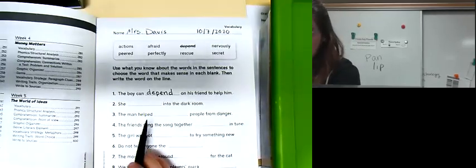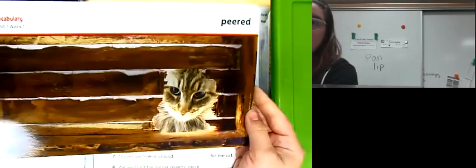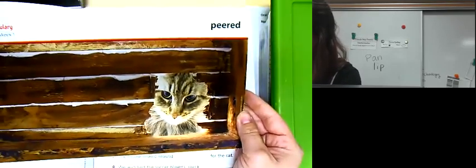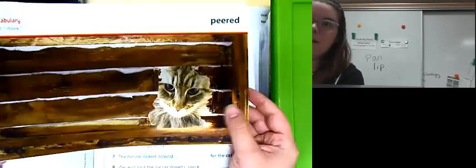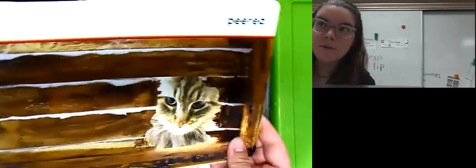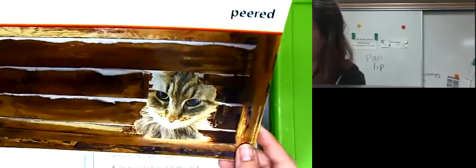Let's see. Ooh, I forgot to show you a word. Peered. So peered means looking, kind of. You see how this cat is peering through the hole? So he's just sort of looking really closely through the hole in this, looks like a wall.